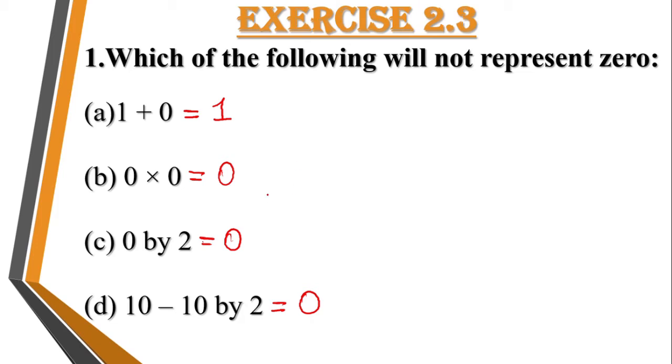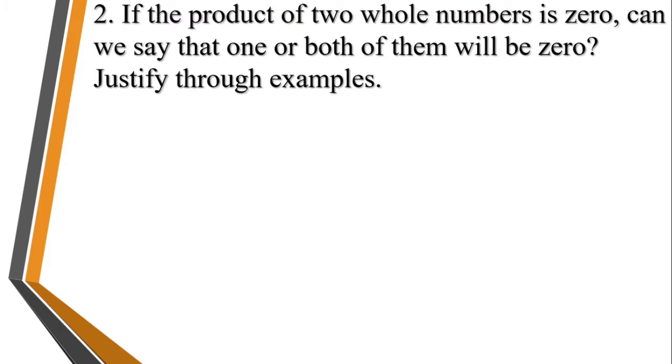Now you can observe that in the second, third and the fourth question we are getting our answer as 0. But only in the first question we are getting our answer as 1, which is not representing 0. So our answer for this question is A, which is the first one. This is our answer.